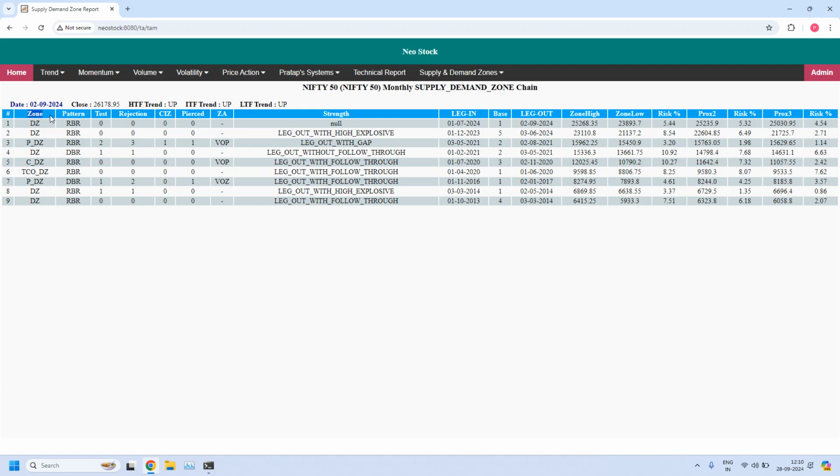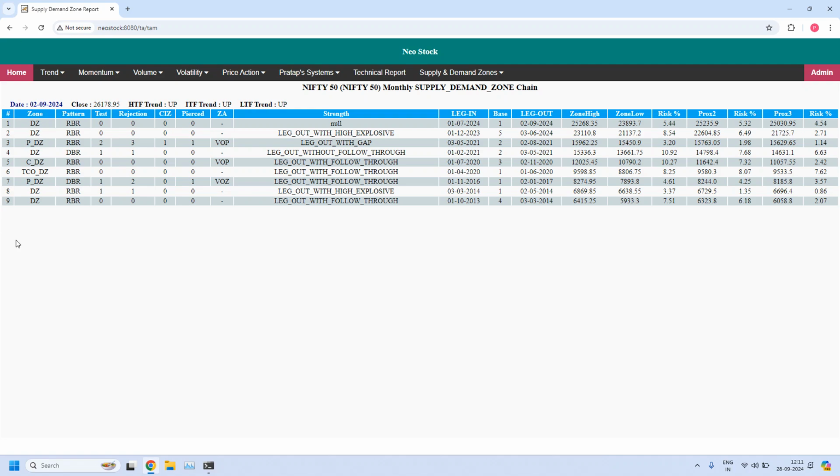Always look into the zone column to identify the high liquidity zones. And also look into the pierced column to check whether the zone is pierced or not. If a zone is pierced, you have to ignore those stocks. Pierced zones are not tradable zones. Next, you need to look into the trend. Whichever time frame you select, that trend will be treated as the LTF trend. One time frame higher is ITF, one more time frame higher is HTF. This is the way you should understand the remaining reports.